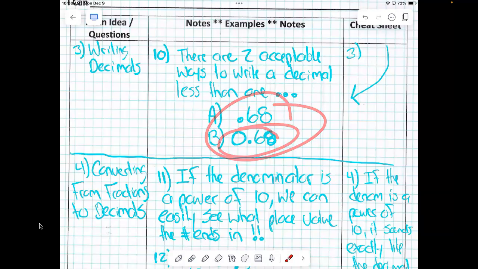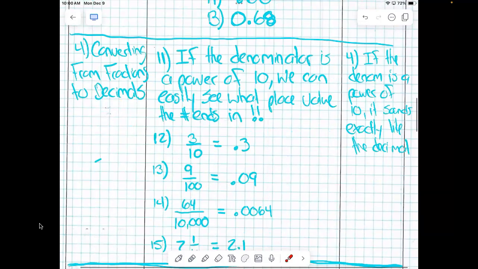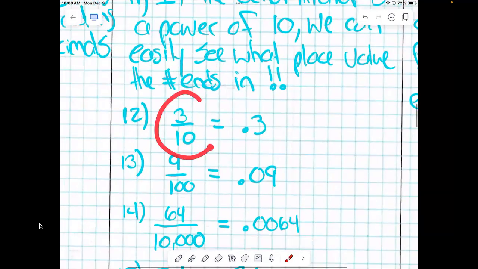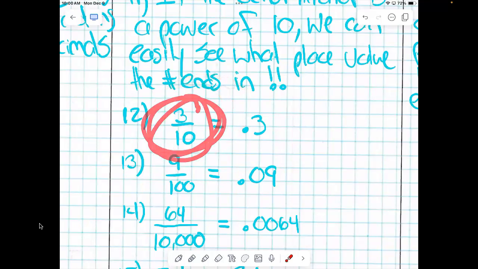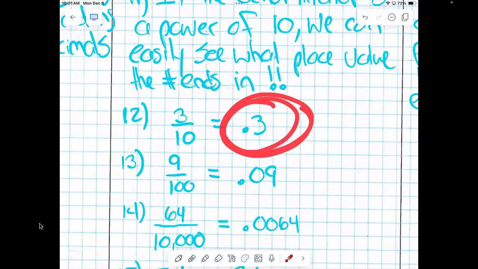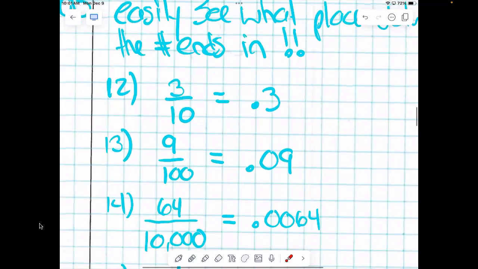Yes. Now we have to reverse that. Converting from a fraction to a decimal. Everybody, on the count of 3, say this fraction. 1, 2, 3. 3 tenths. On the count of 3, say this decimal. 1, 2, 3. 3 tenths. So if the fraction has a power of 10 as the denominator, is the decimal and fraction going to sound the exact same? Yes.